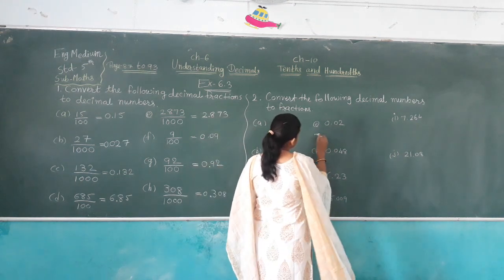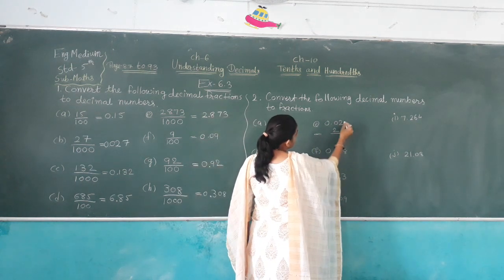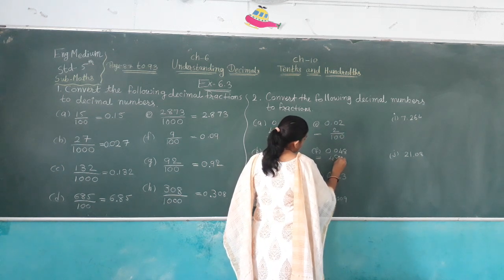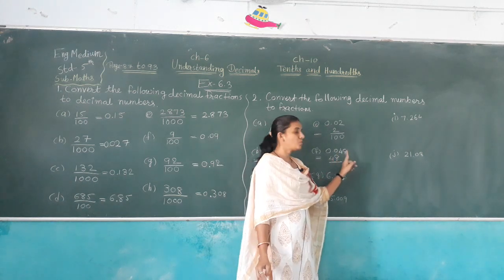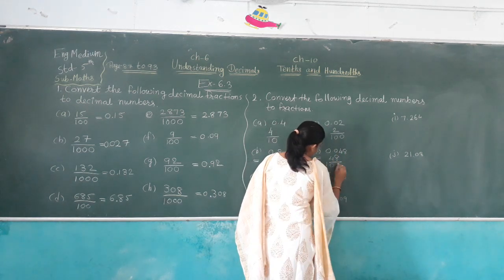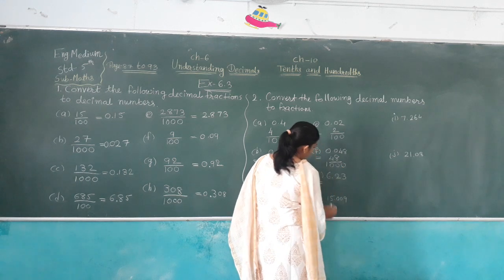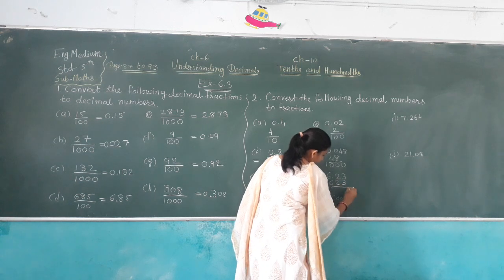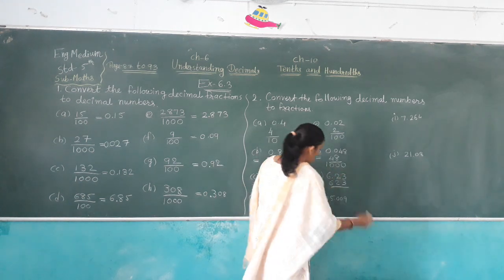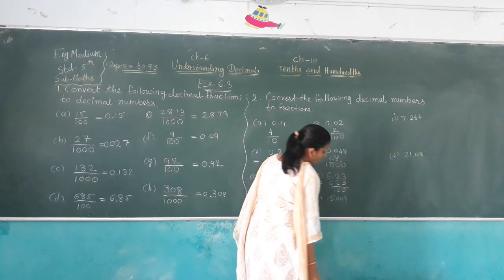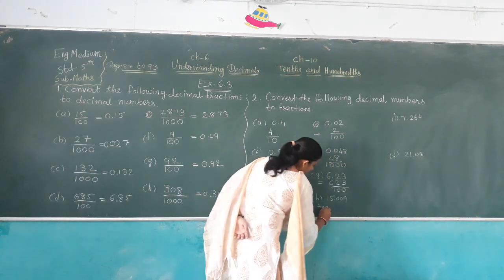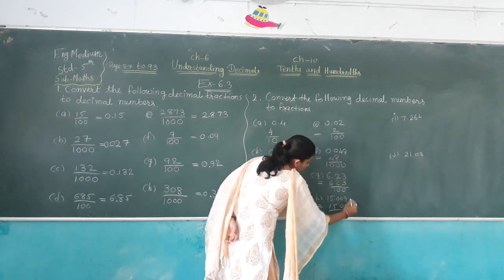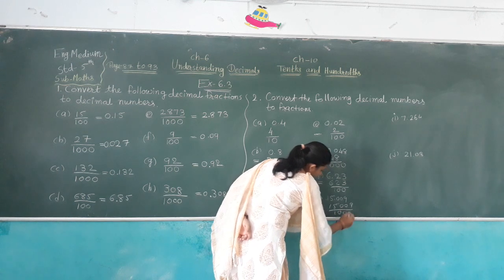Here first write only 2. After the point there are 2 digits, that means you write 100. Write here 48. After the point there are 3 digits, that means 1000. Here 6, after 6, 2 3. After the point there are 2 zeros, so it is divided by 100. Here 15009, 3 digits, so thousands.